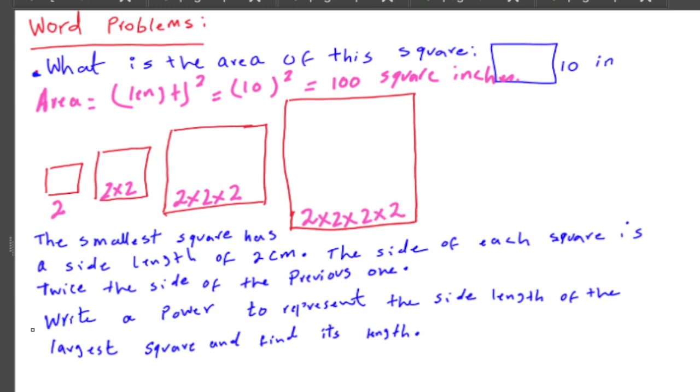Now they're asking us to write a power to represent the side length of the largest square and then find its length. So we know the side length is 2 times 2 times 2. So we know 2 times 2 is 4, 4 times 2 is 8, and 8 times 2 is 16 centimeters.